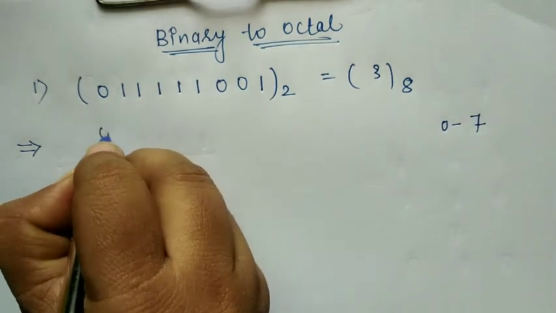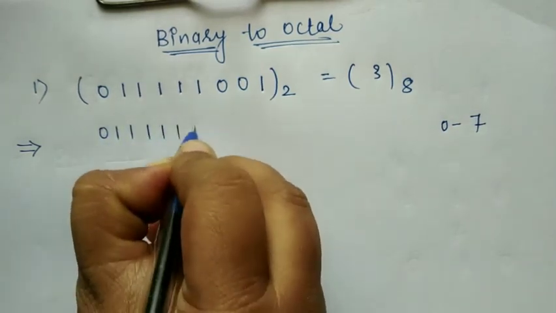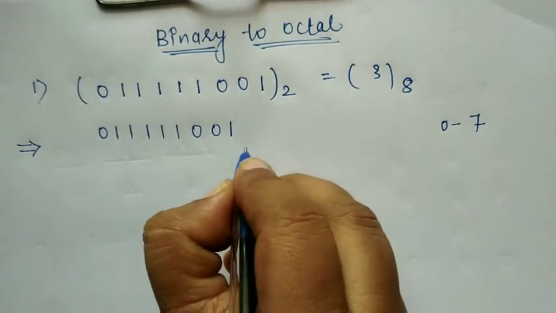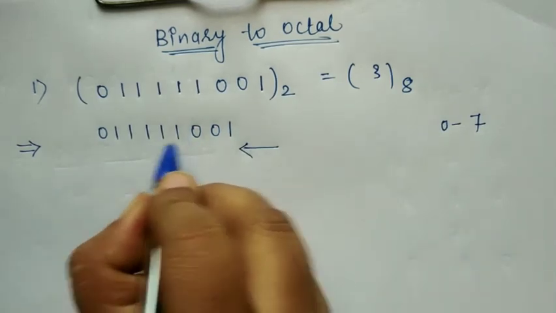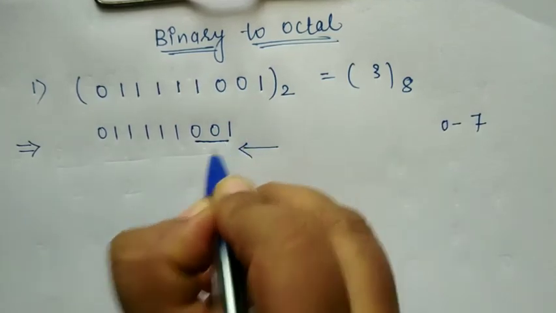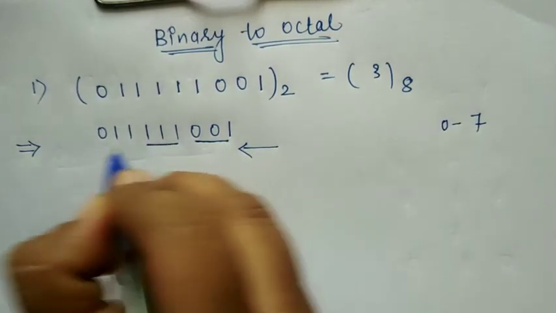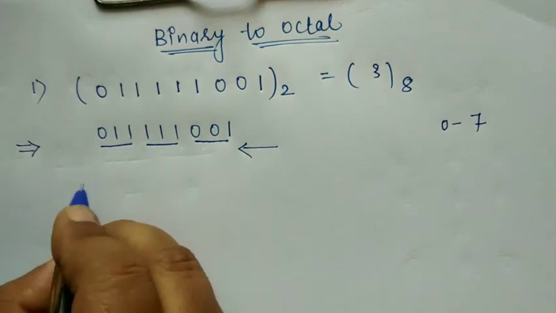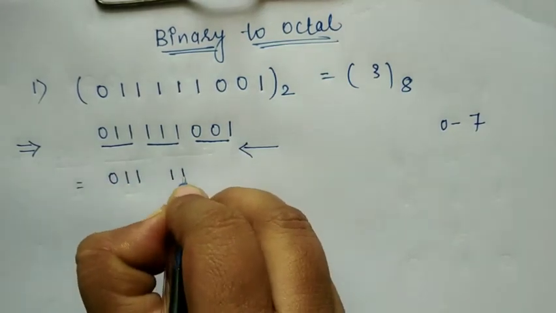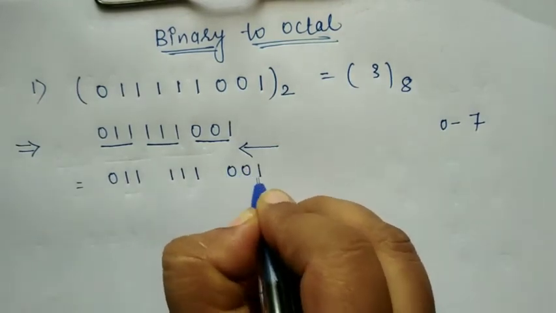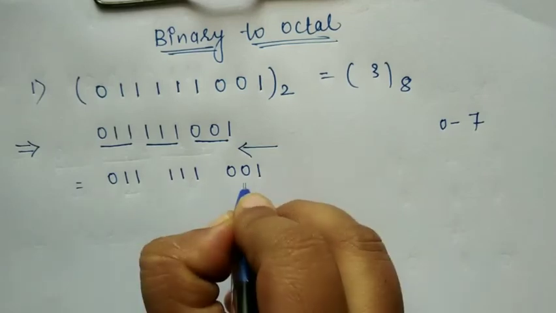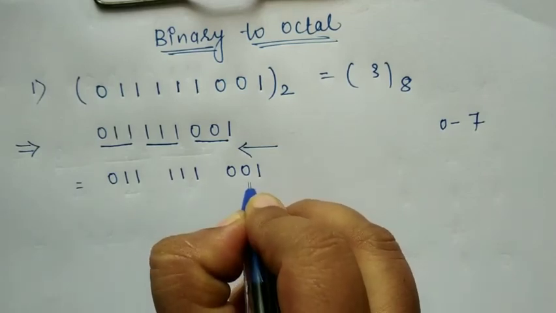So how can we convert this binary number into the octal number system? We'll write the given number as it is first. After that, from the rightmost side we will divide this given number into groups of 3 bits. This is one group, this is the second group and this is the third group. Now write it separately: 011 111 001. Now we have to find the equivalent octal number for this given number.